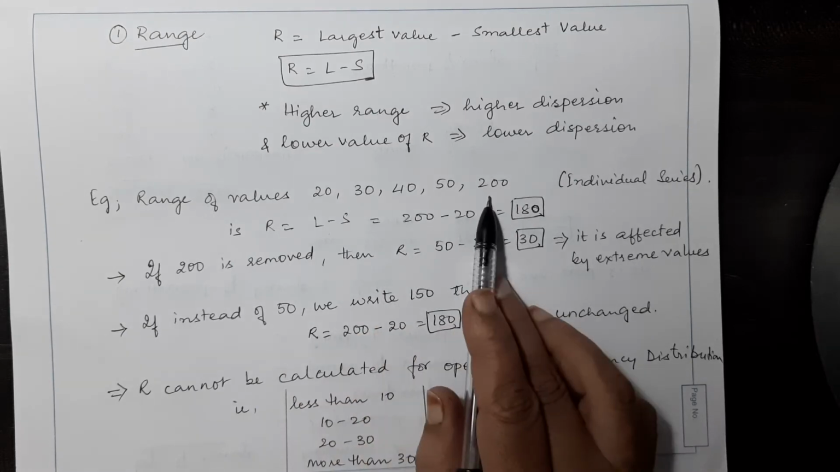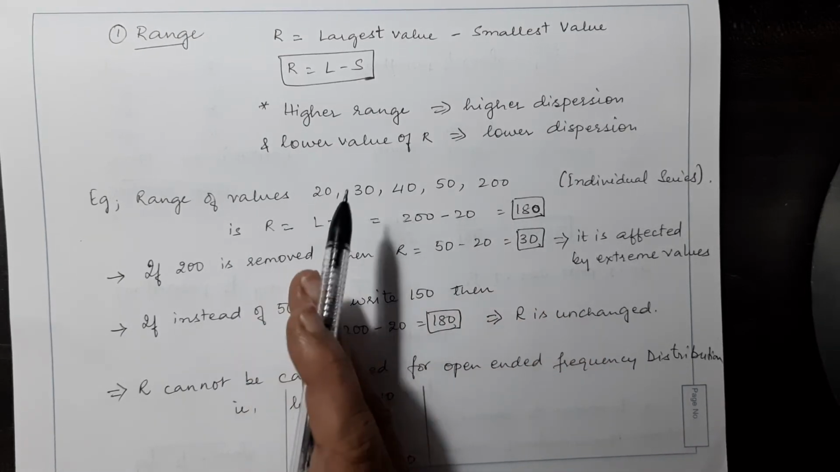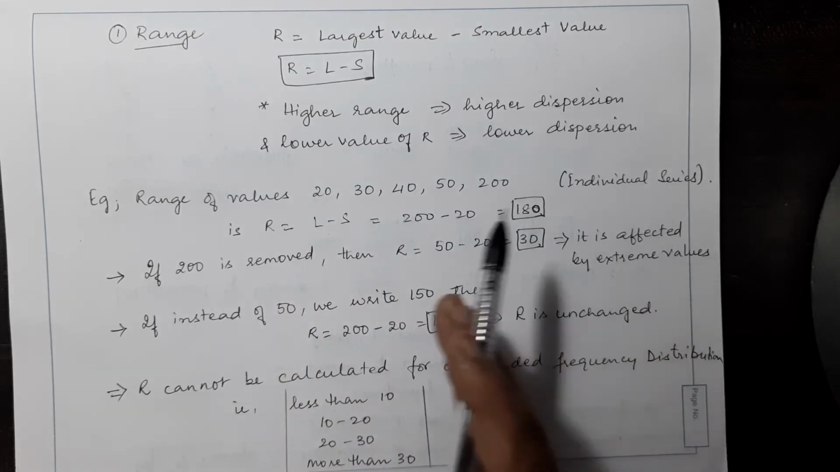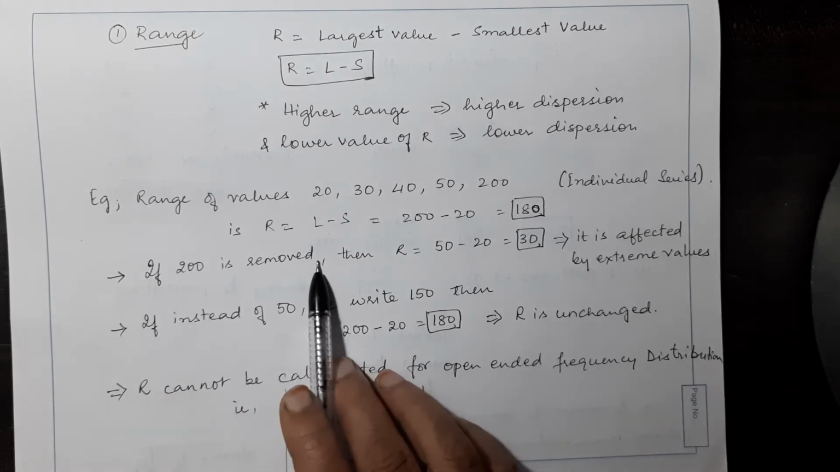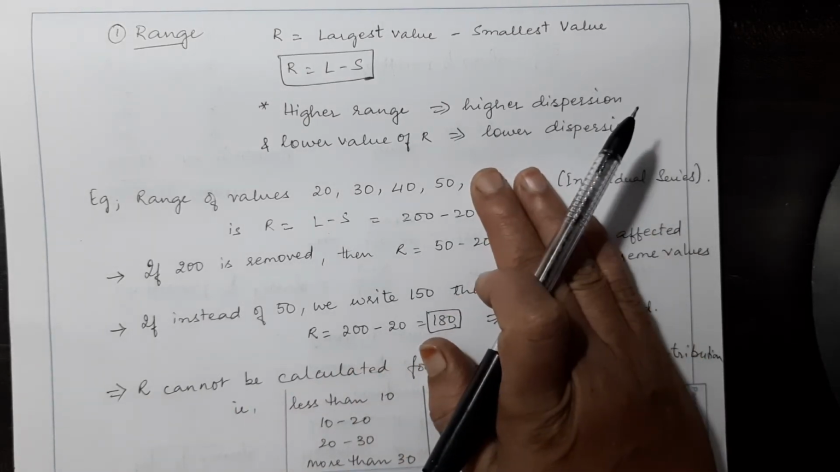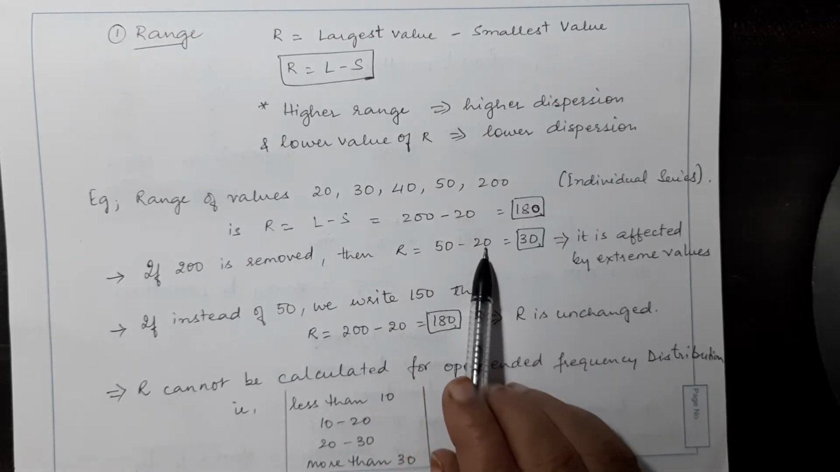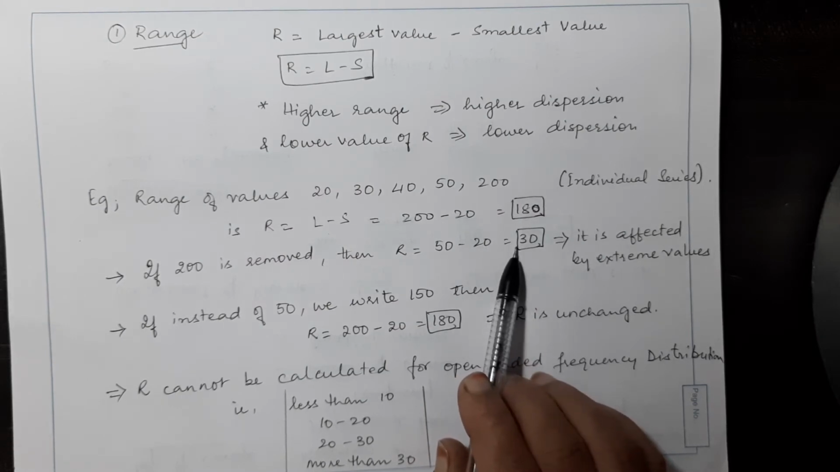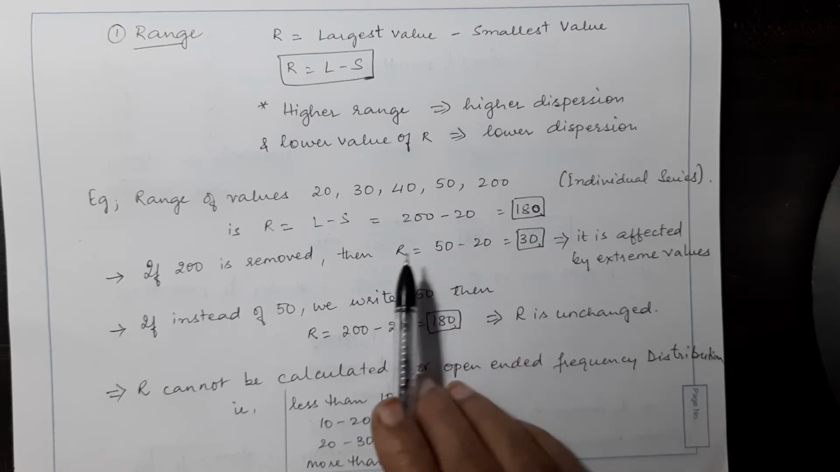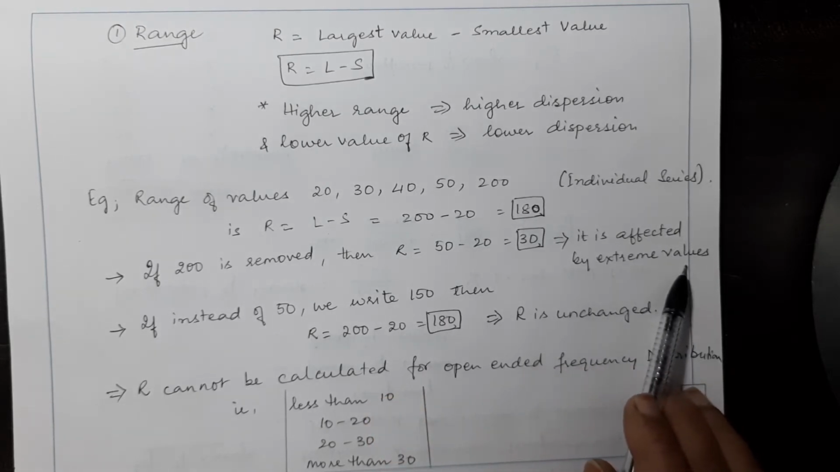Now, to understand range better, when we said that it lies between the largest value and the smallest value, if you remove this 200, what will happen? The largest value now becomes 50, isn't it? So, what will be the range now? 50 minus 20, so 30 is the range. This shows that range is affected by extreme values.